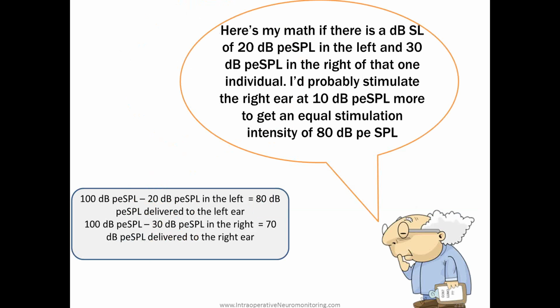Here's the math. If there is a sound sensation level of 20 decibels SPL in the left and 30 decibels SPL in the right of that one individual, I'm probably going to stimulate the right ear at 10 decibels SPL more to get the equal stimulation intensity of 80 decibels SPL. So on the left side you have 100 minus 20 equals 80 decibel SPL delivered to the left versus 100 minus 30 is 70.